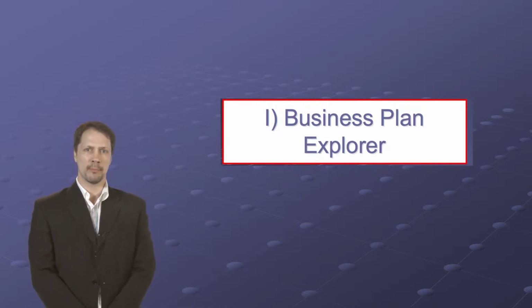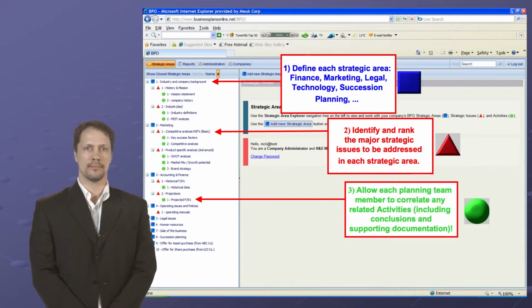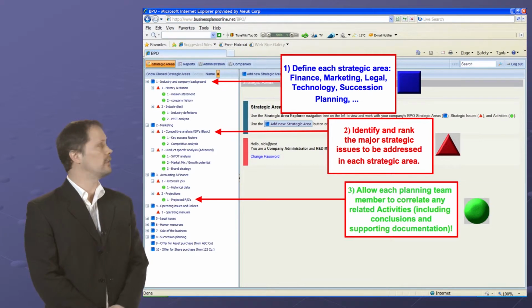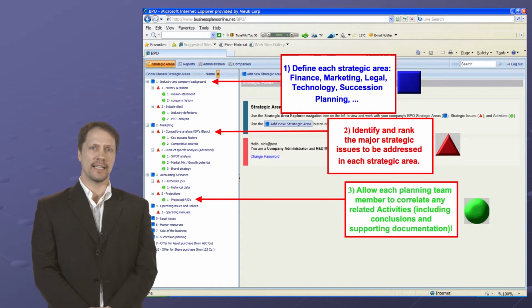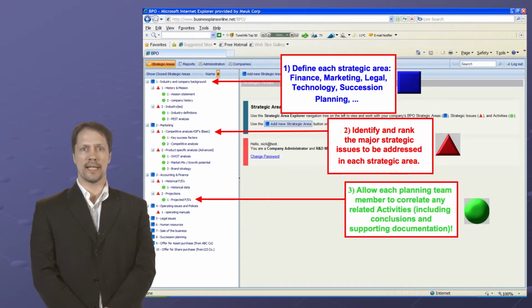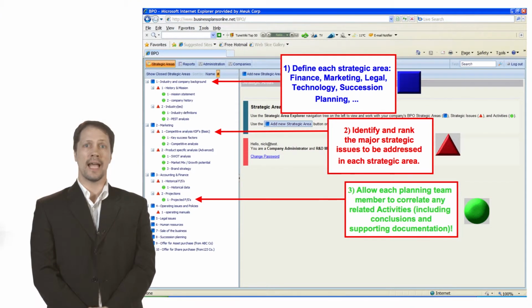We start by providing templates for suggested content. The interface then uses a square, triangle, circle hierarchy to 1. Define each strategic area, for instance, finance, marketing, legal, technology, succession planning, and so forth. 2. To identify and rank the major strategic issues to be addressed in each strategic area. Then 3. Allow each team member to correlate any related activities, including analysis, conclusions, and uploads of supporting documentation.